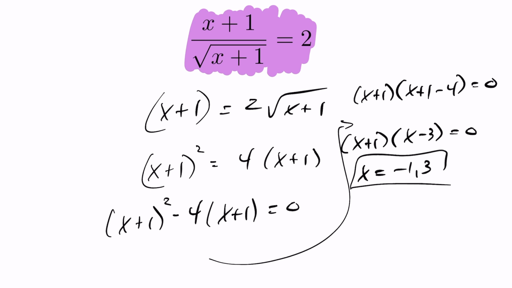Now you got to be careful here. Whenever you square both sides of an equation, you open up the opportunity of extraneous roots. So I actually have to check both of these in the equation and see if they're admissible.